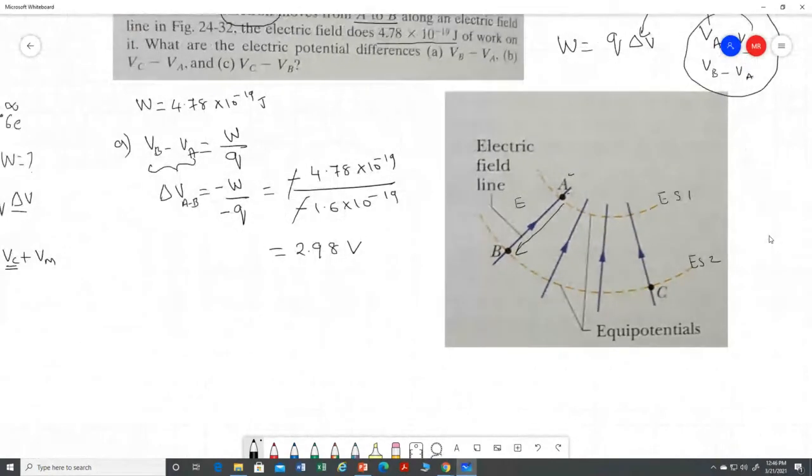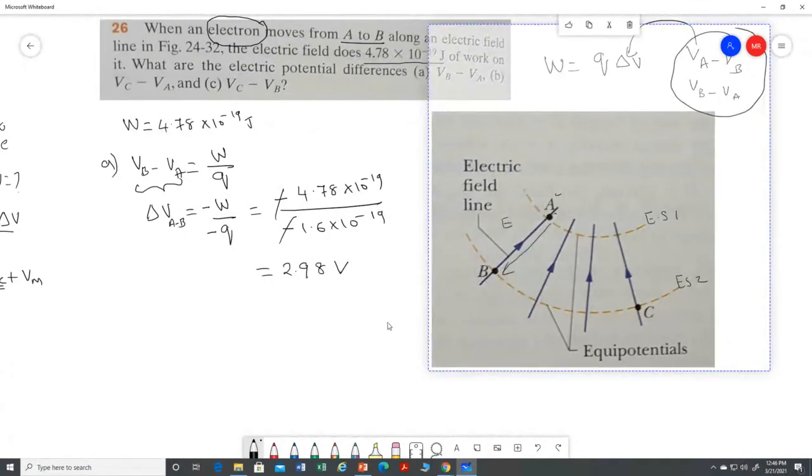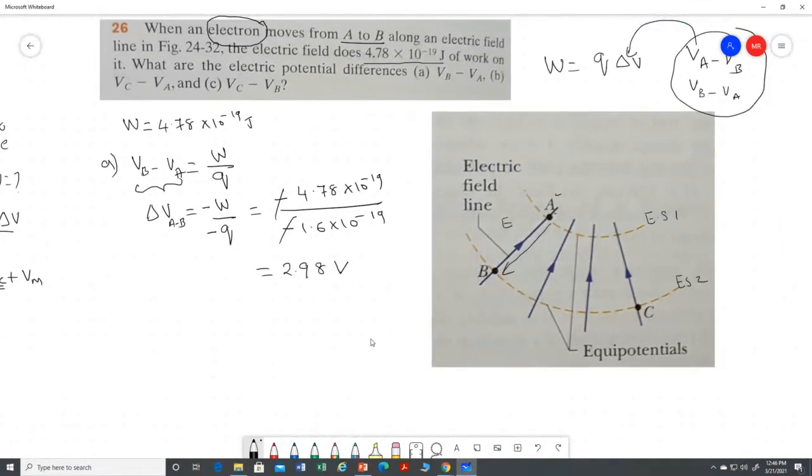Clear? Again, why did you put minus W? My dear, you are moving the charge from point A to B. But your electric field lines are in this direction. See the arrow mark. My black line is moving in this direction, and my electric field will be in this direction. So what should be your angle? It will be 180 degrees. So it is a negative value. That's why we put negative. Okay. Clear? Let's come to the second question.